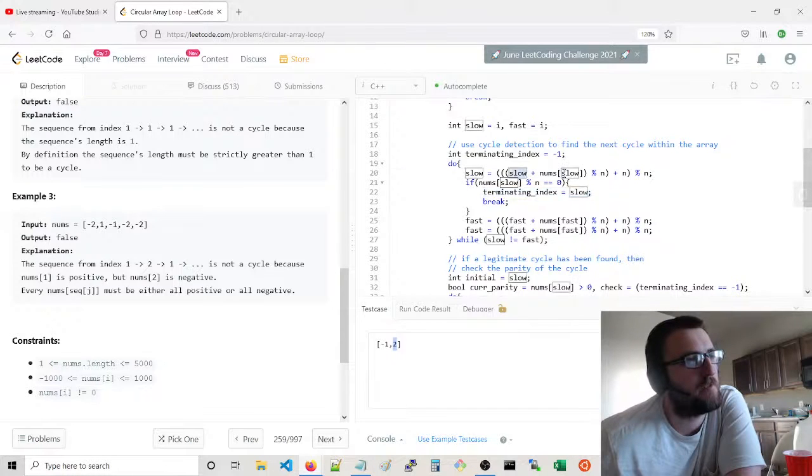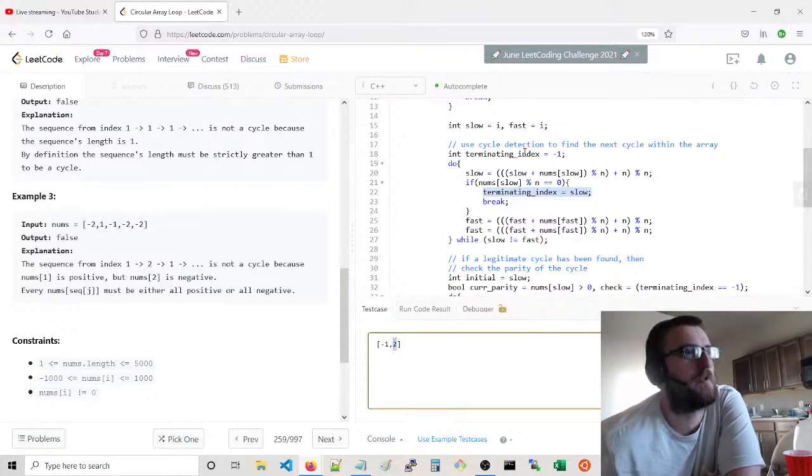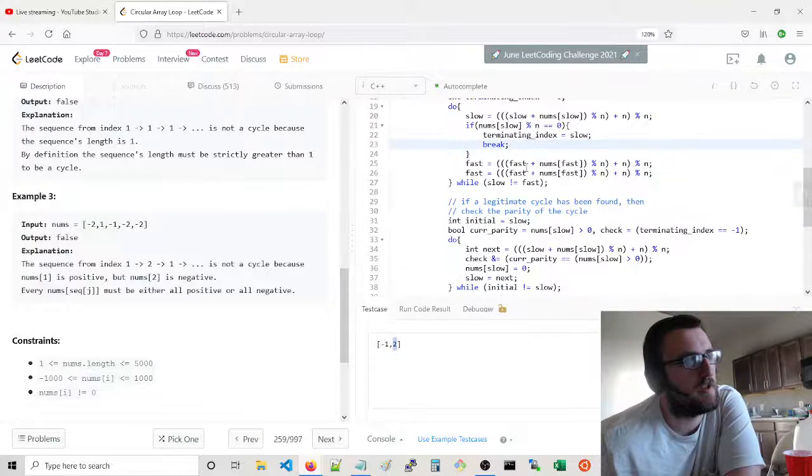So 0 plus -1 modulo 2 is -1 plus 2 is 1 modulo 2 is 1. Still 1. Yeah, it's 1. So nums of 1 modulo 2, 0. Terminating index is slow, which is 1. I realize it's a little bit confusing, so actually we just immediately break.